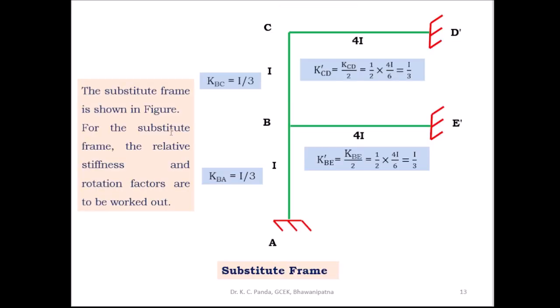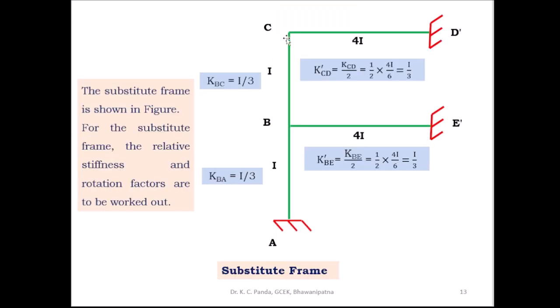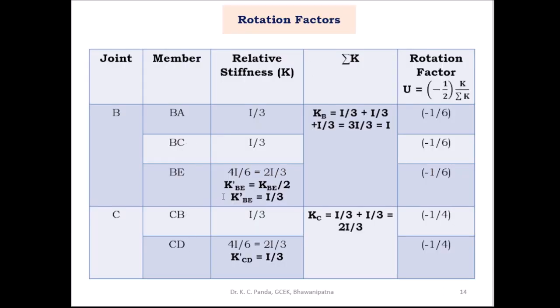Here you see, at joint B three members meet: BA, BE dash and BC. So here you write BA, BC and BE. Similarly, at joint C, two members meet, CB and CD. So first you write the members BA, BC, BE, CB and CD.